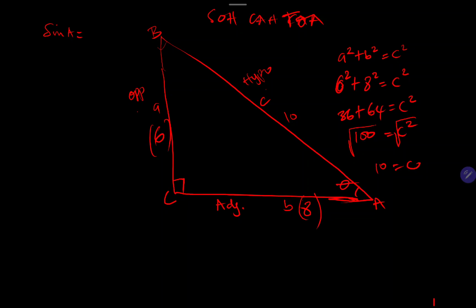So sine A will be equal to what? If this is A, sine A will be equal to the opposite side, which is A, all over what? The hypotenuse, which is C, A over C. So this is the same thing as opposite over hypotenuse. This is for sine A, and this is the first trigonometric function, number 1.